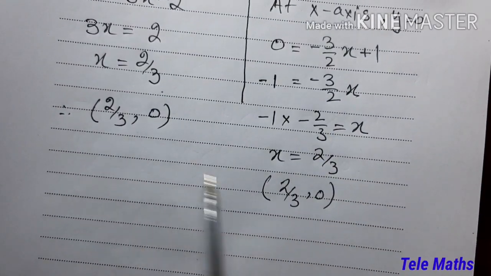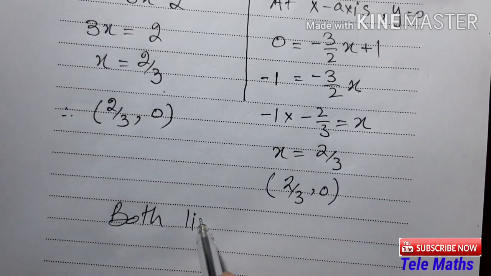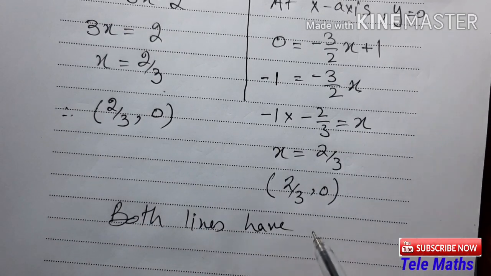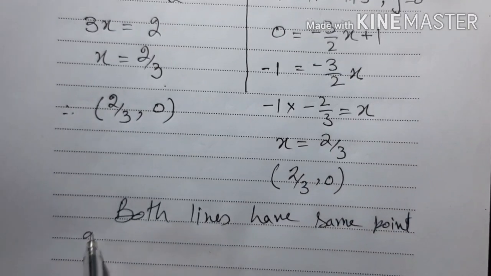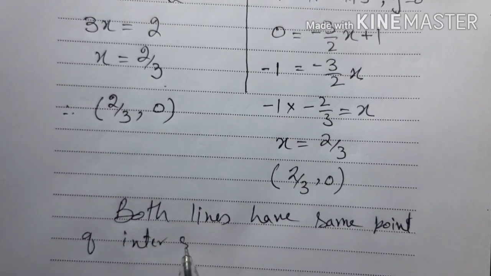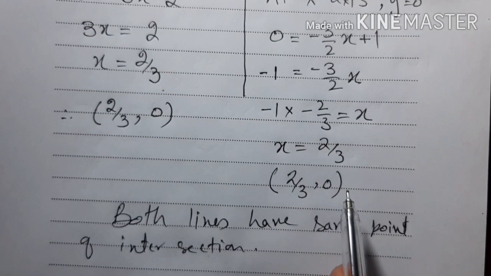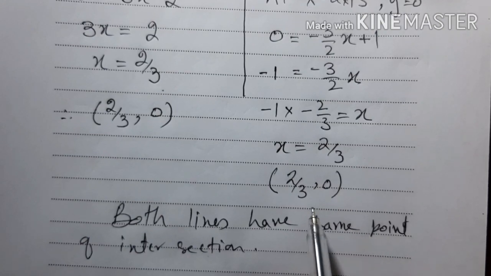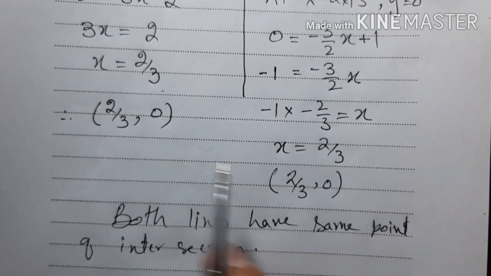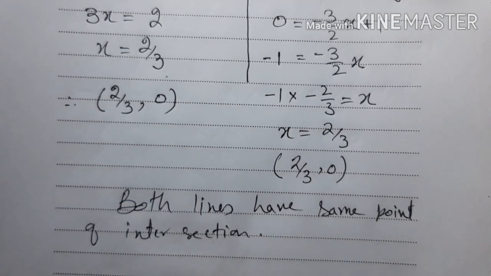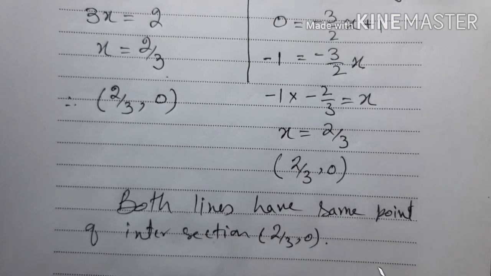So these 2 points are the same, both lines have the same point of intersection, and here the value of y is 0, it means this point lies on the x-axis, and the point of intersection is 2 by 3 and 0.